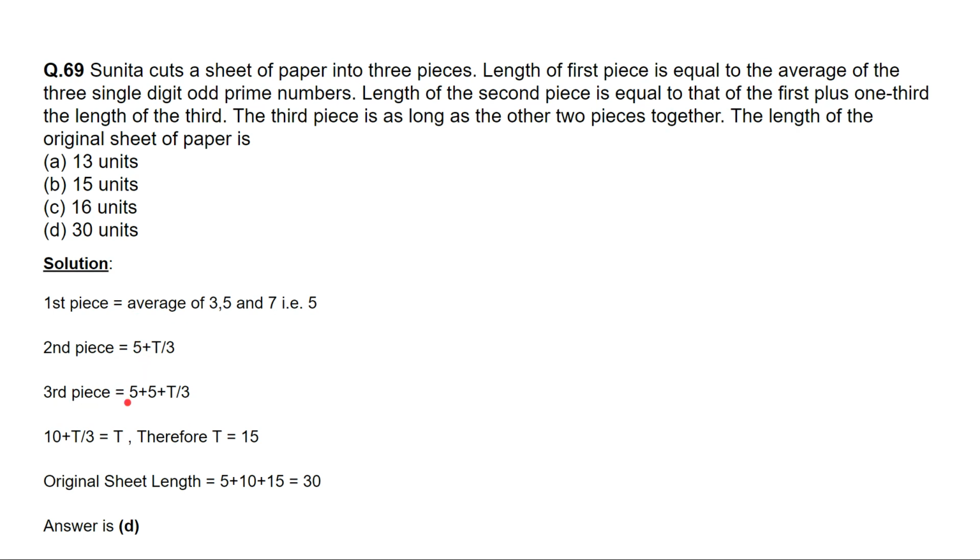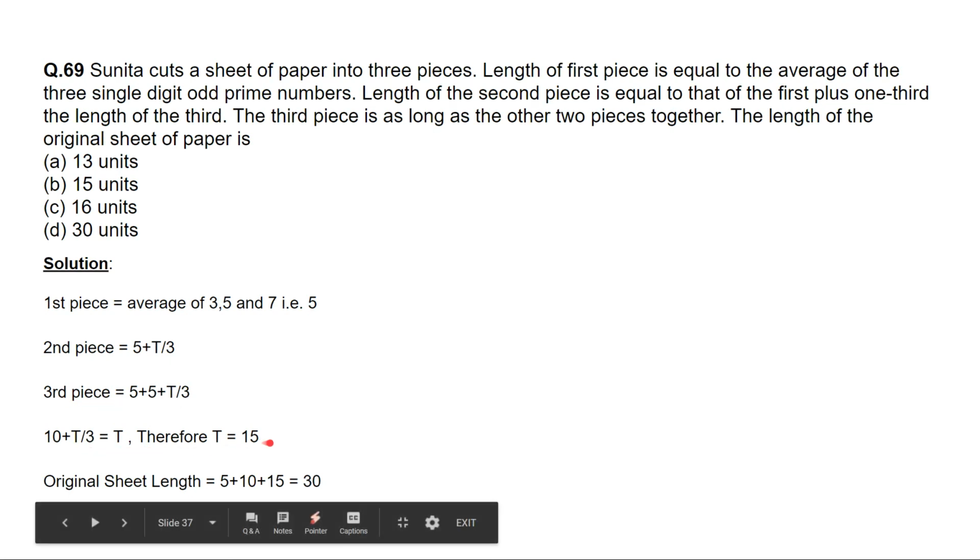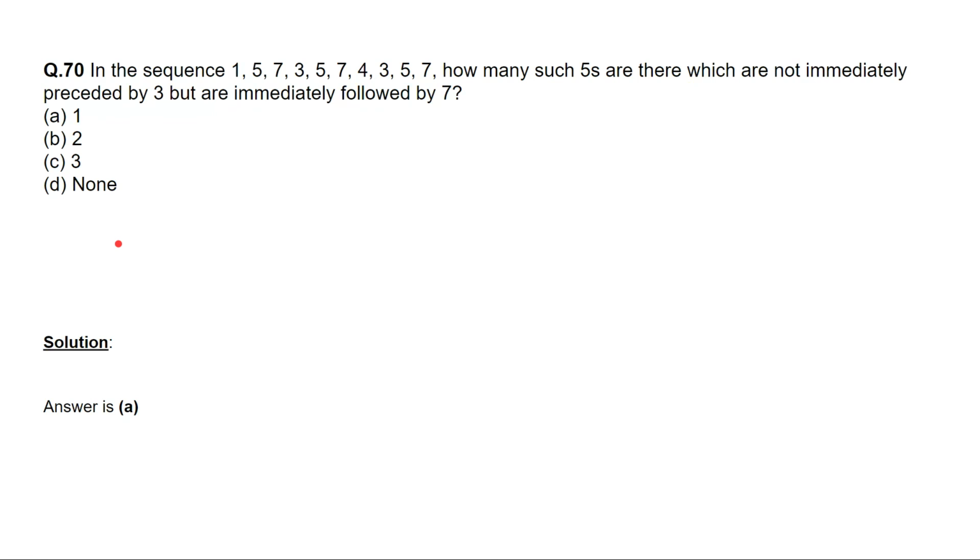So if we say that length of third piece is t, 5 plus t by 3 is the second piece, and the third piece is as long as the other two. So if you add first and second piece, that is going to be the third piece. So 5 plus t by 3 is equal to t, because the third piece we assumed as t. Solving this, we get t as 15, and if you substitute the value of t here, you will get the second piece and third piece length, and if you add all the lengths here, you will get 30 as the answer. So correct answer is D.